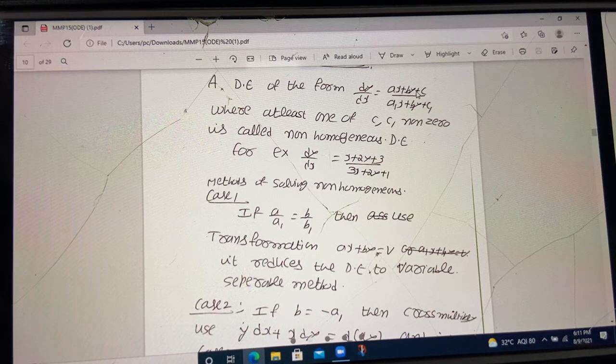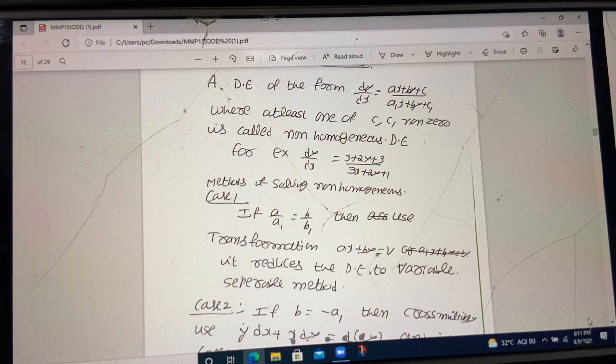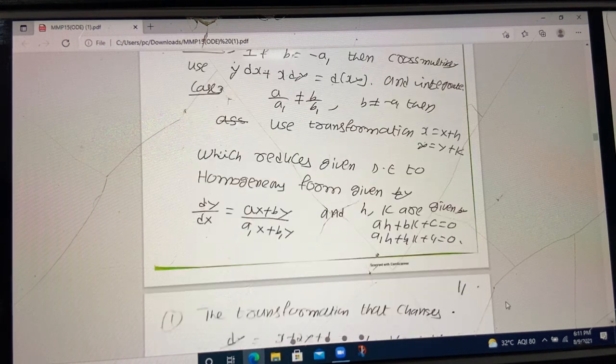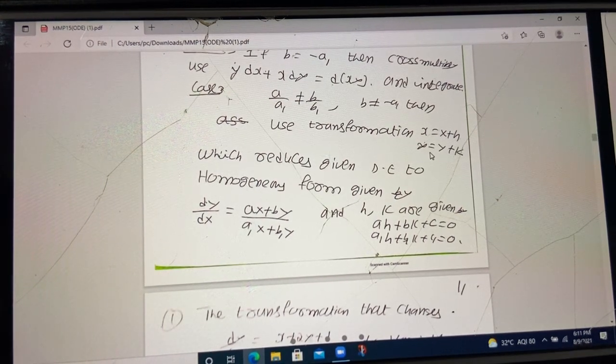So in place of x, if you write h, and in place of y, k, then ah + bk + c should be 0. Replace x by h, y by k in the denominator: a1h + b1k + c1 = 0. That's how you can remember. We saw the derivation the other day. We got this by substituting for small x and small y, and then to make it homogeneous, we have to choose h and k such that they satisfy these two. After finding h and k using this, substitute here, and this is the required transformation.